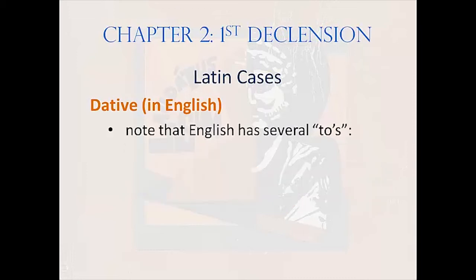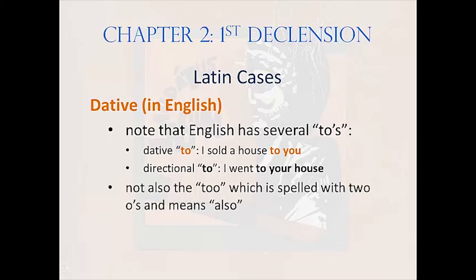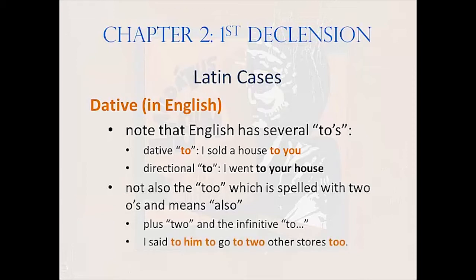Note that English has more than one to. There is the dative to, I sold a house to you, and also the directional to, I went to your house. And of course, both these twos are different from the too, which is spelled with two O's and means also. And all three of these are different from the two that means an amount, 1 plus 1, and the to which indicates that a verb is in the infinitive form. Consider this sentence. I said to him to go to 2 other stores too. I think we can all agree that English has way more than too many twos.